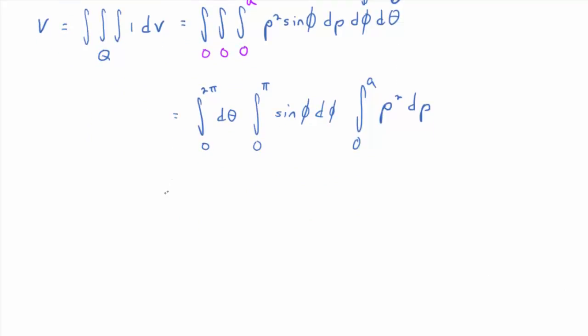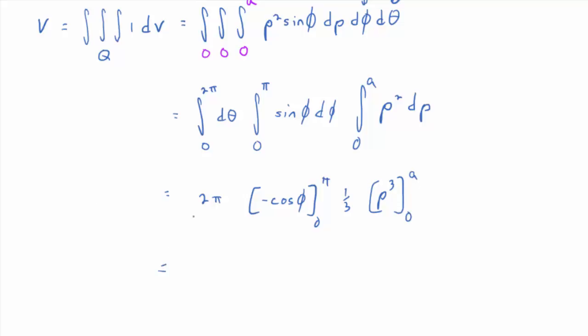So let's just verify. 2 pi for the first integral. Does everybody believe that? The second integral is going to be, what's the integral of the sine? Negative cosine evaluated from 0 to pi. And we might as well do this one too. 1/3 rho cubed evaluated from 0 to a. You can see the a cubed popping out of that, right?